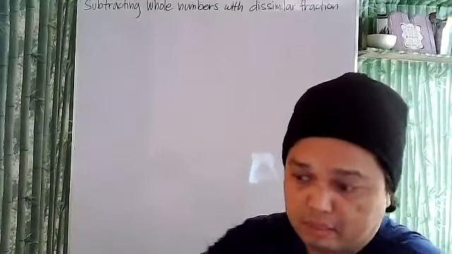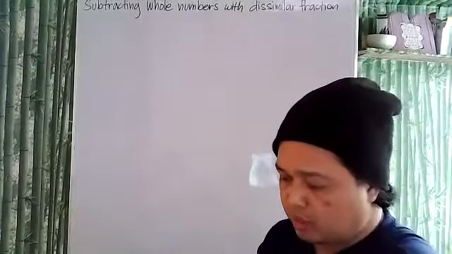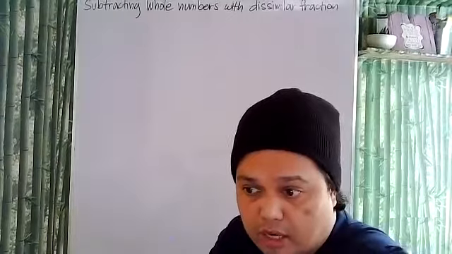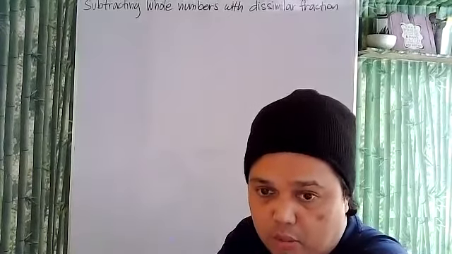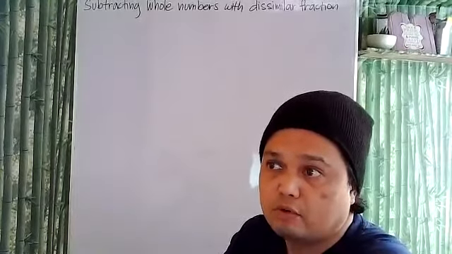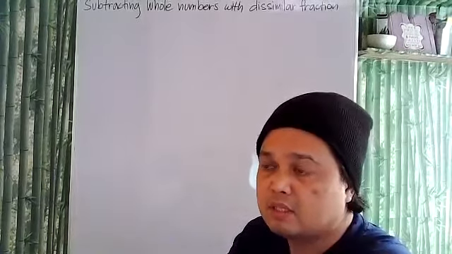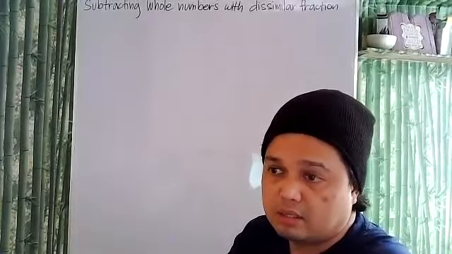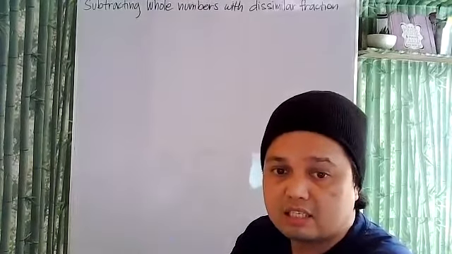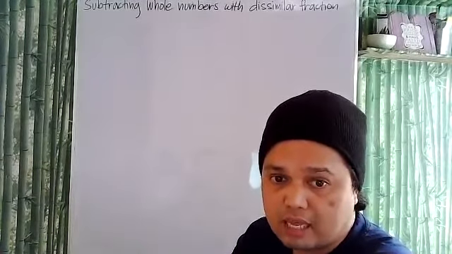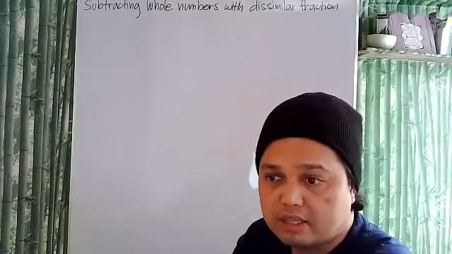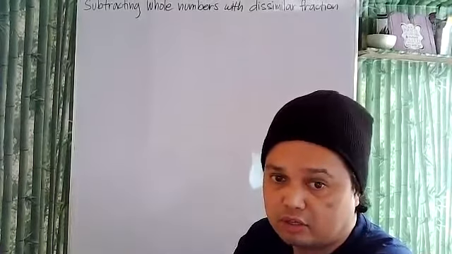Okay, we're back then. We're going to continue now your lesson in mathematics. We are now in subtracting whole numbers with dissimilar fractions. Last meeting we discussed subtracting whole numbers with mixed numbers that have similar fractions. Now this time we're going to deal with mixed numbers with dissimilar fractions. So how do we do that?